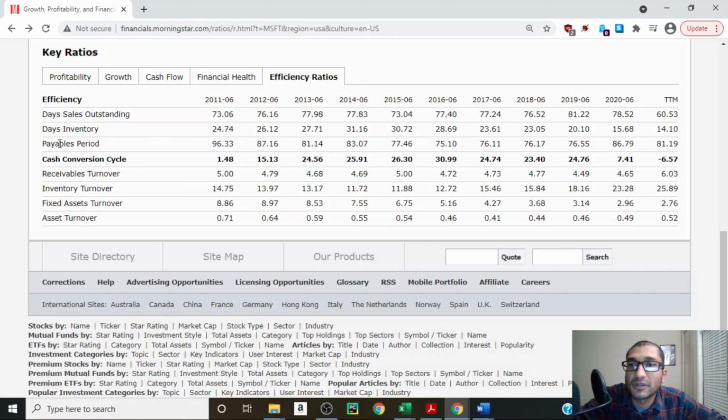Next, looking at the payables period. This number gives us an idea of how many days Microsoft takes to pay its suppliers. Back in 2011, the company's payables period was about 96 days, and for the year 2020, it's about 86 days.